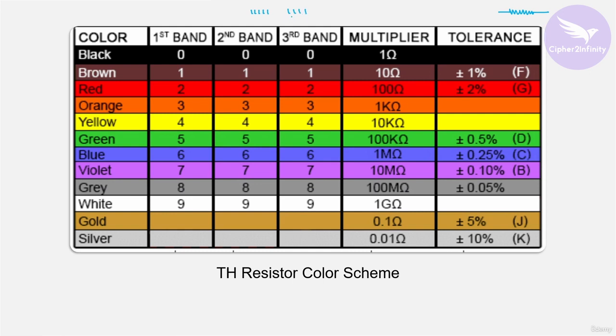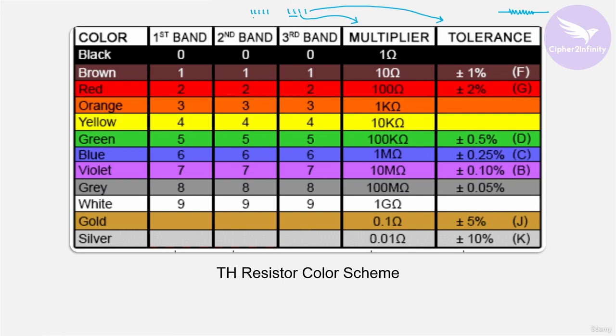So if there is a resistor with 4 color bands, then the first 2 bands represent the value. For example, if the first band is black color, then the value will be 0. If the second band is brown color, then the value will be 1. And then the third band represents the multiplier. Let's say that the third band is red, then 0, 1 will be multiplied by 100, so that becomes 100 ohms. And this last band represents the tolerance. Based on the color that will be present here, it will be decided what will be the tolerance for that particular resistor.